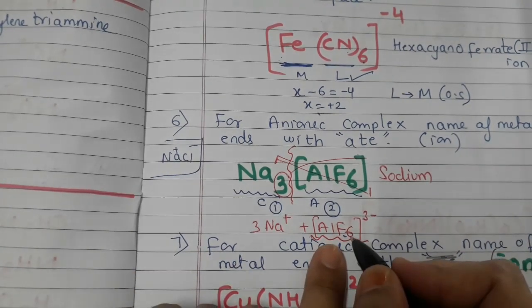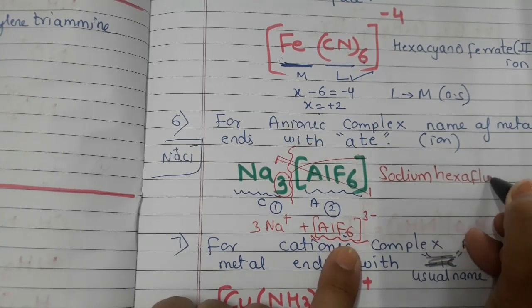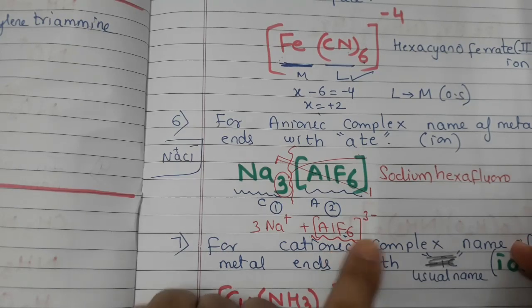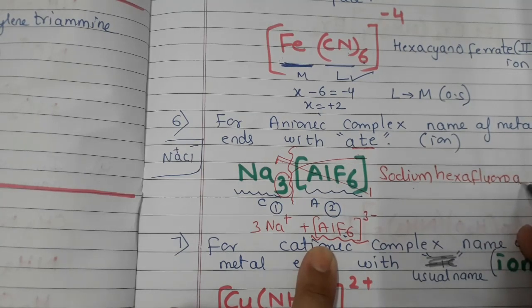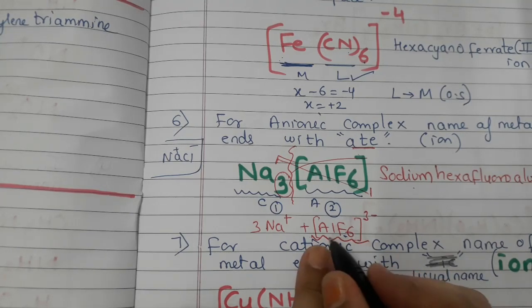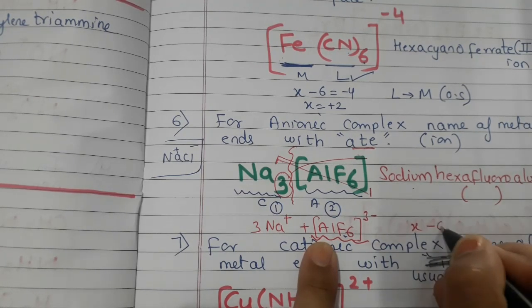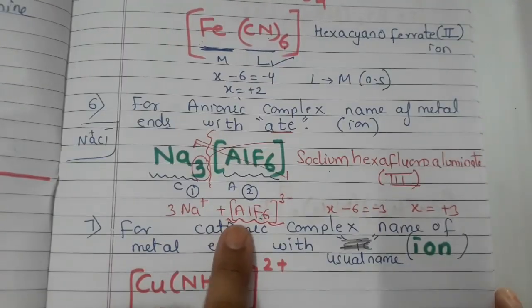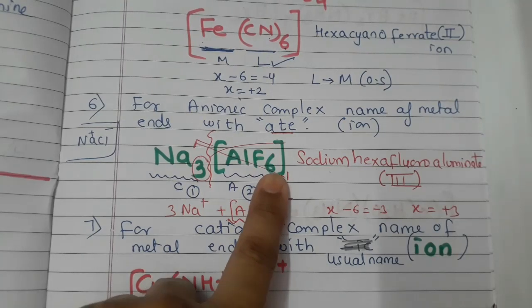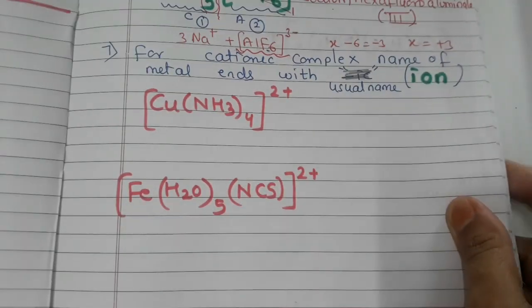So when you name this compound, it is sodium, now it is sodium hexafluoro. Now it is an anionic complex, so the name will end with ate for aluminium. Sodium hexafluoro aluminate. Now I will write the oxidation state of aluminium. What is the oxidation state? It is X minus 6 is equal to minus 3. So X is equal to plus 3. So the name of this compound would be sodium hexafluoroaluminate(III). Fine. Now we move on to the next example.